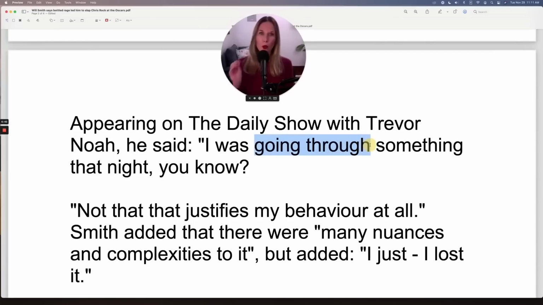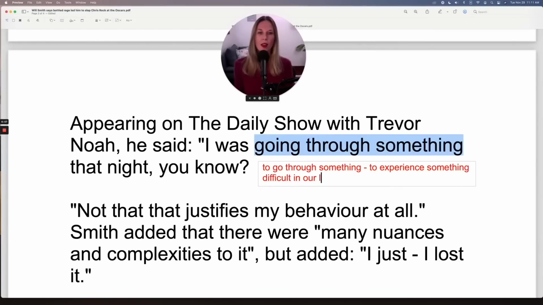I was going through something. To go through something. This is an expression, and we use this to say to experience something difficult in our lives. And we use this more as a general expression when we don't really want to specify what it is. So if somebody asks you, what's wrong? You seem upset. You can just say, I'm going through a lot right now. And that's just general, but it lets the person know you're experiencing something difficult.